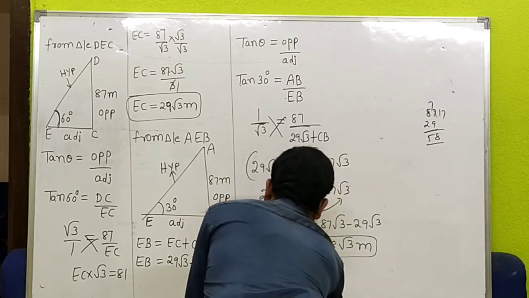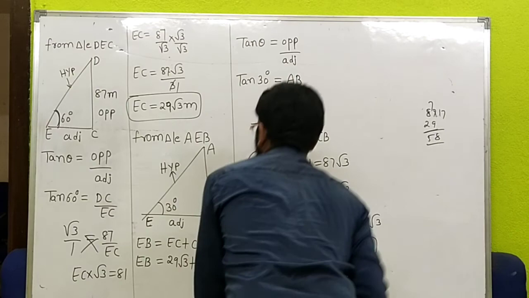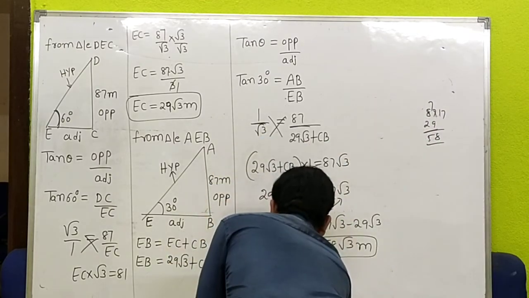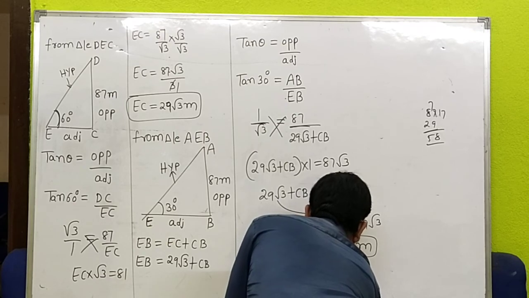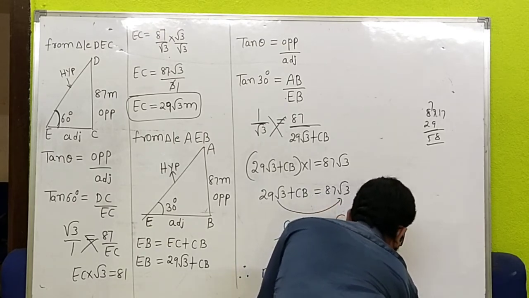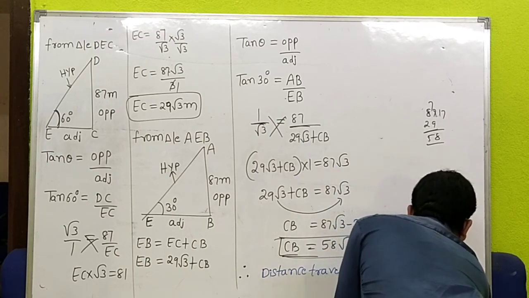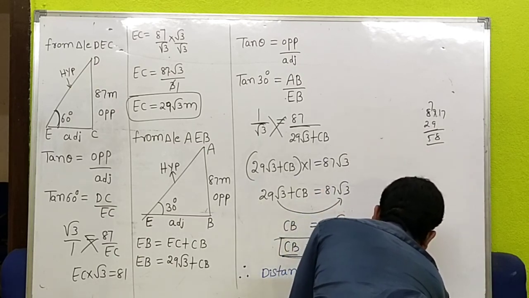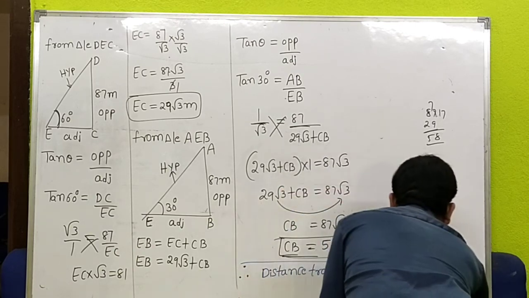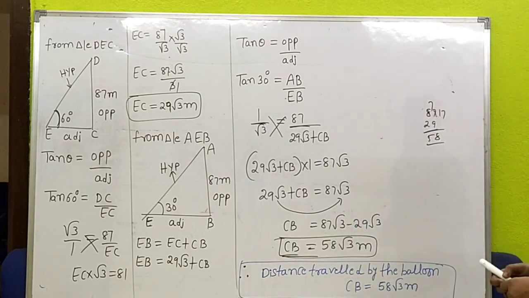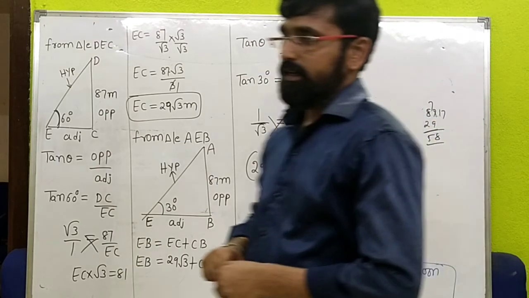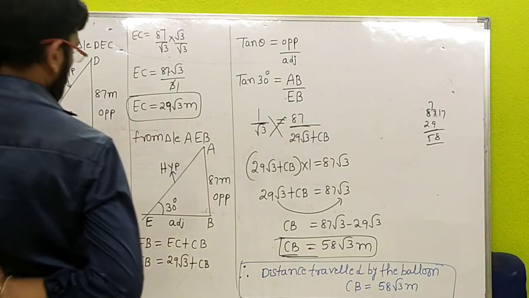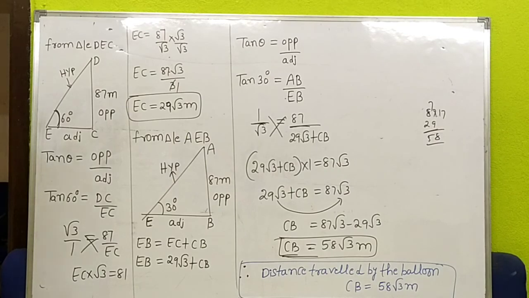Therefore, the distance traveled by the balloon is CB, which equals 58 root 3 meters. Okay, distance traveled by the balloon is CB equals 58 root 3 meters.